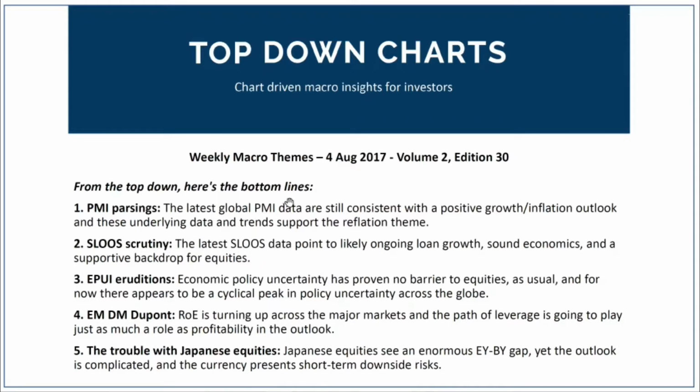So this is page 1 of it, simply showing the 5 different topics. Each week we look at 5 topics. And this week, and this is from a couple of weeks ago, we looked at the PMI data, the SLOOS, or the Senior Loan Officer Opinion Survey, and that's the one that we're going to be looking at today. The Economic Policy Uncertainty Index, EM versus DM, DuPont Return on Equity Breakdown. That was quite an interesting one. Very rich insights in that one. And a bit on Japanese equity at the end there.